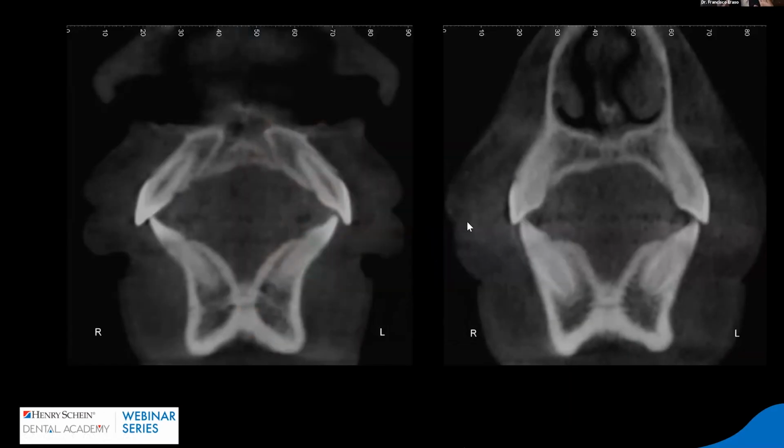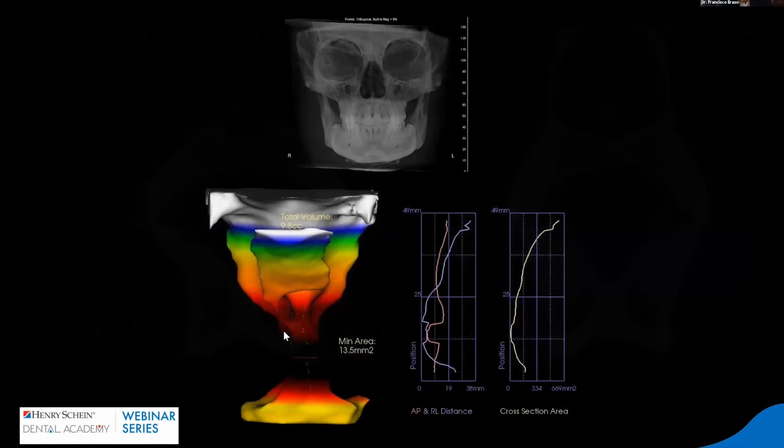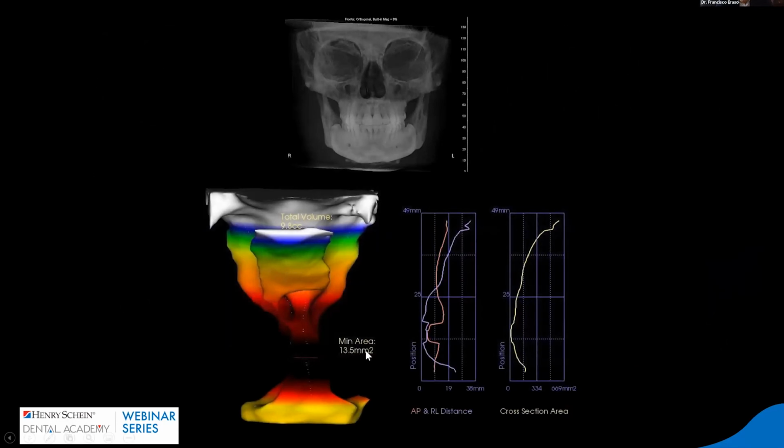This case is very interesting, okay? Class 2, but look at how much flaring, how much increase of the axial inclination of the mandibular and the maxillary incisors is happening for the maxilla and the mandible. Constriction of the airway spaces, and definitely 13.5 millimeters squared is very constricted for a 12-year-old patient.